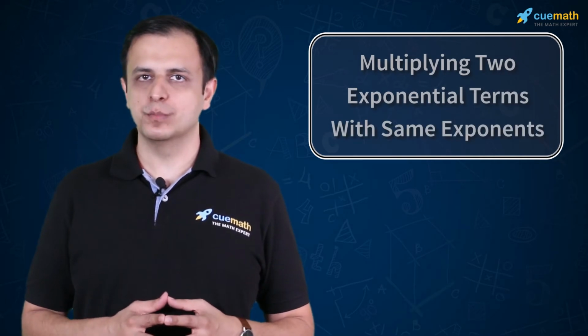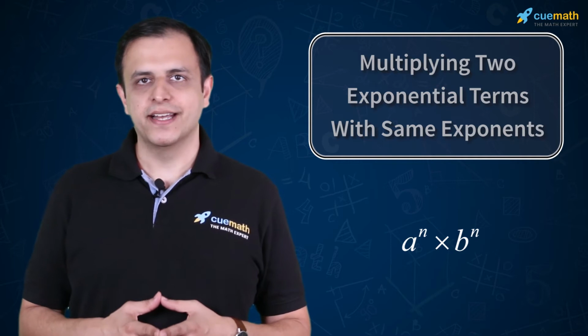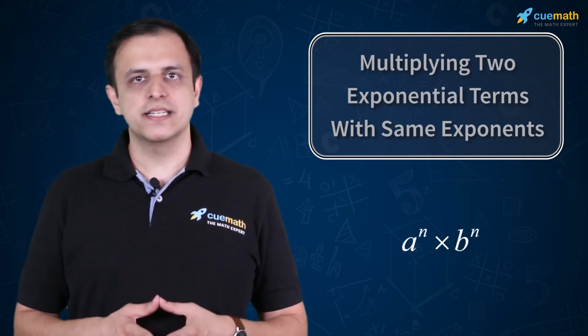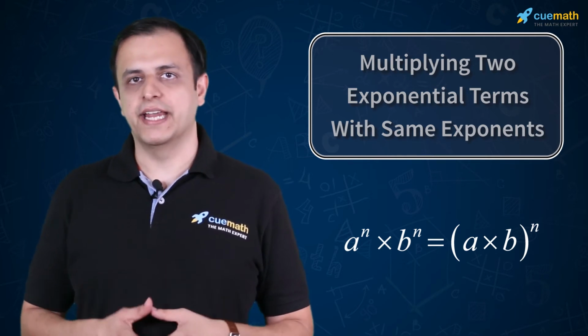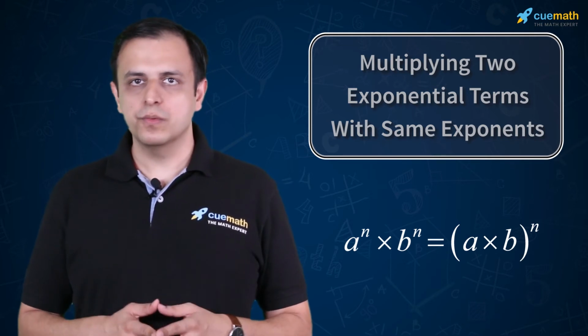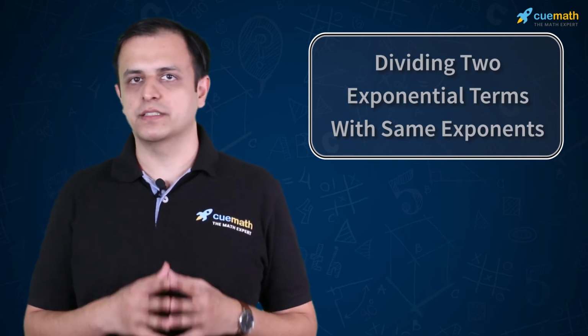Hi students, in another video, I have discussed the fact that when multiplying two exponential terms with the same exponent, like a to the power n times b to the power n, the common power n can be collected from the two terms to get a times b to the power n. Now in this video, I will talk about the case of dividing two exponential terms with the same exponent.